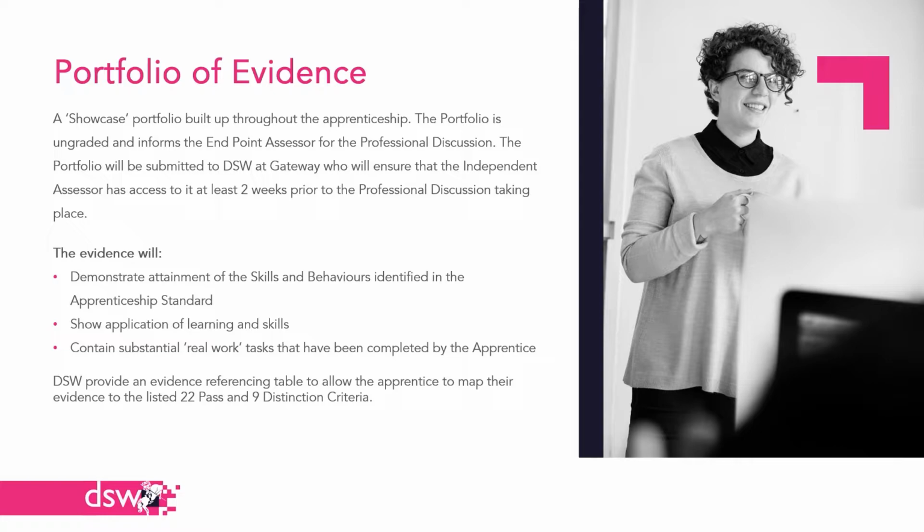This will allow us to explore that further and relate to specific pieces of evidence to discuss in the professional discussion. In their portfolio, they will need to demonstrate how they have applied the skills and behaviours of the standard and should contain real work tasks that they have completed. We provide a referencing table in the toolkit so the apprentice can map the evidence in their portfolio to the relevant pass and distinction descriptors.